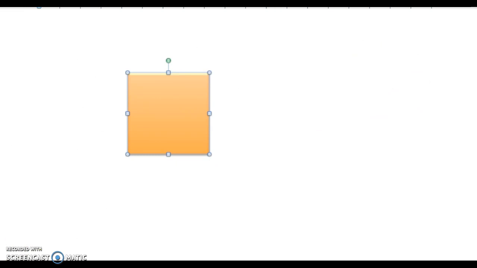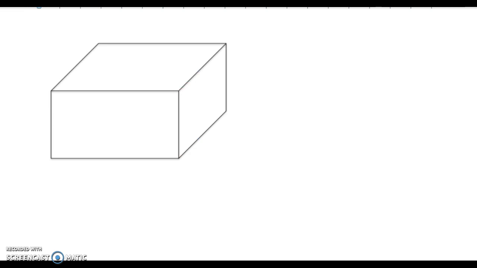Okay, now this one is a square, and a square is a special rectangle where all the sides are the same length. Okay, so a rectangular prism is a 3D shape like a box. A rectangular prism has 6 faces. The faces are all rectangles. So we'll have a look.